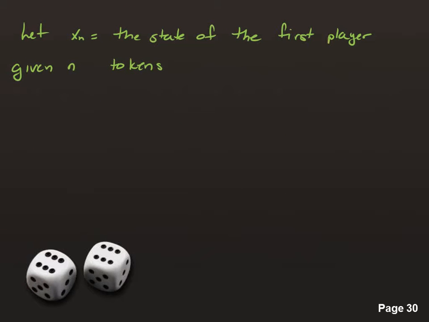Okay, so now I'm going to go back to Nim. So if I'm going to use math, I have to somehow describe what you're seeing or playing using mathematical notation. So I'm going to define x_n to be the state of the first player when there's n tokens. So x_n is either in a winning state or a losing state. So the values x_n can take on are what? 1 or 0.